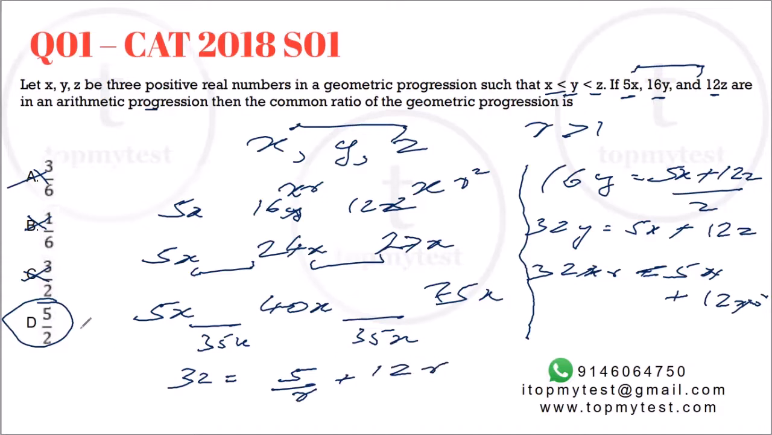Now if you substitute 3 by 2, you'll obviously not get it. So you'll get 32 equals 5 divided by 3 by 2, which will be 10 by 3, and 12 into 3 by 2, which will be 18. So this does not give you 32. So this is out. Option D will be your correct choice. So two options were straight away eliminated, and one option, if you put it either using just the basic concept or using the algebraic method, your job will be done.